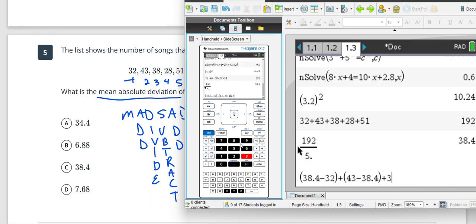And then we go parentheses, so 38.4 minus 30, oops, messed up here, 38.4 minus 38, and then plus 38.4 minus 28, plus 51 minus 38.4. I messed up here.